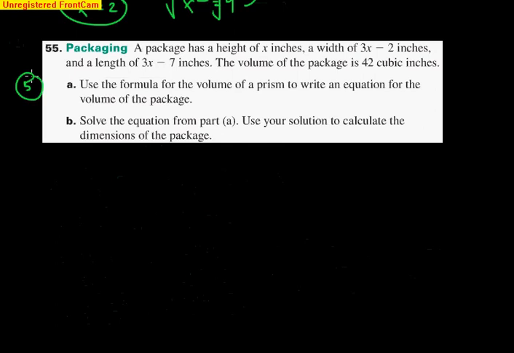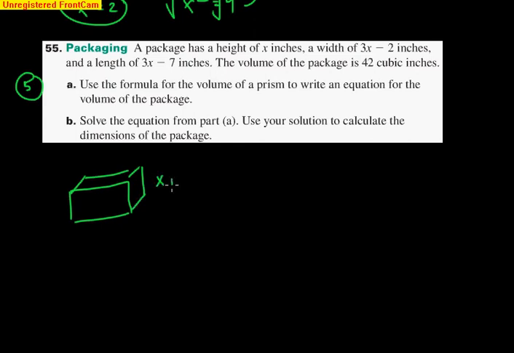Factor by grouping. Okay, here's the biggie problem. Okay, if you don't know how to do this, you're in trouble. Here we go. A package has a height of x inches, a width of 3x minus 2 inches, and a length of 3x minus 7 inches. The volume is 42 cubic inches. So let's draw a picture.